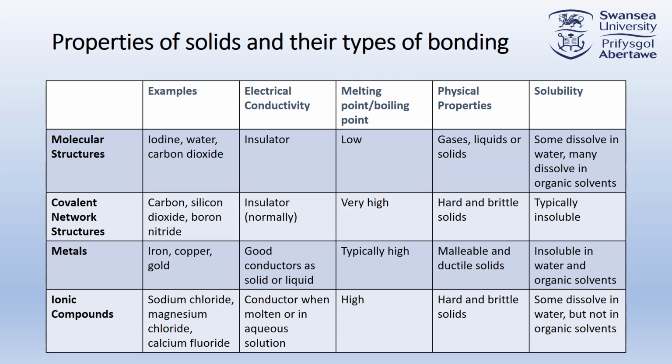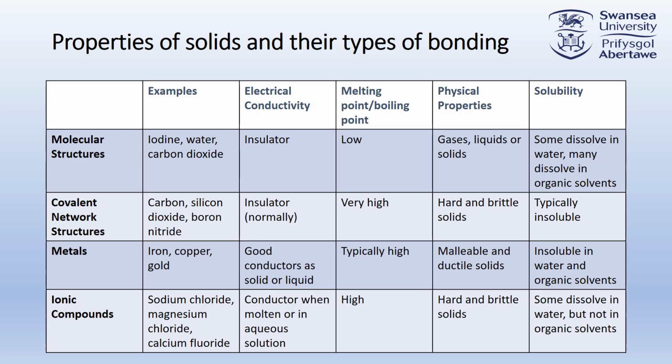So start off with, we have our molecular solids or molecular structures. So this might be iodine or water or carbon dioxide. They're typically good insulators. They have low melting points because they have very weak intermolecular bonds. These can be gases, liquids or solids, and we can actually sublime between the two. Some may dissolve in water, but not many, and many will dissolve in organic solvents, things like hexane.